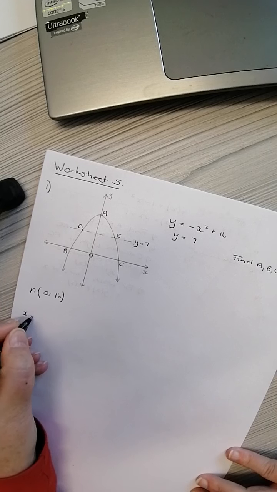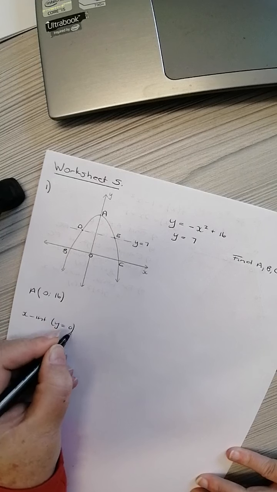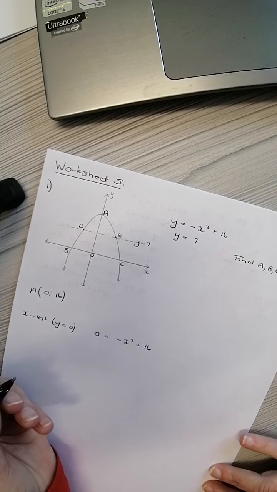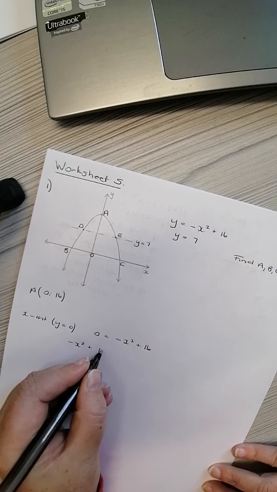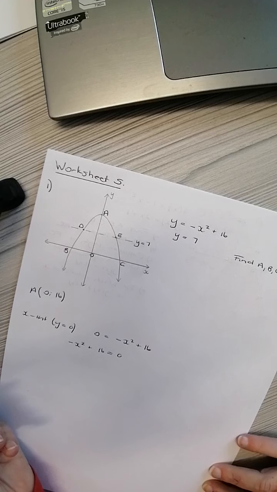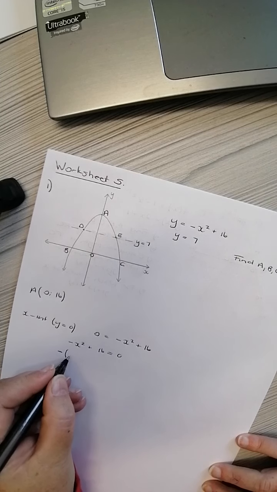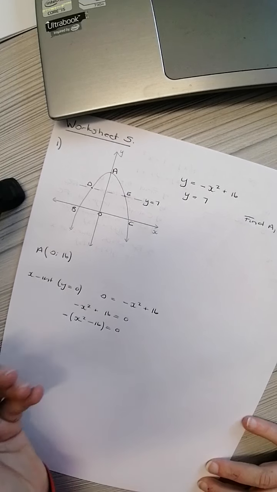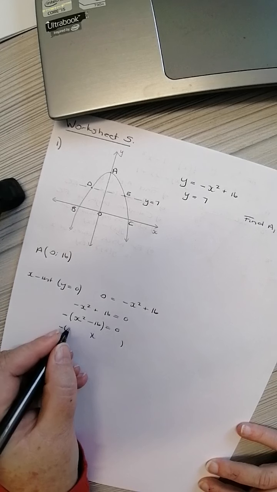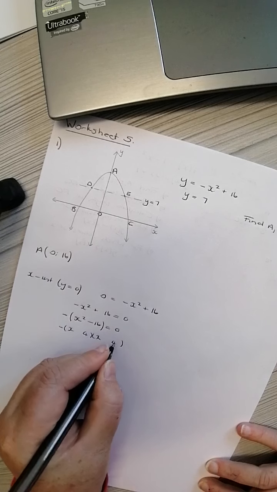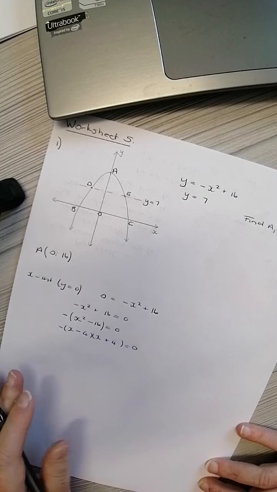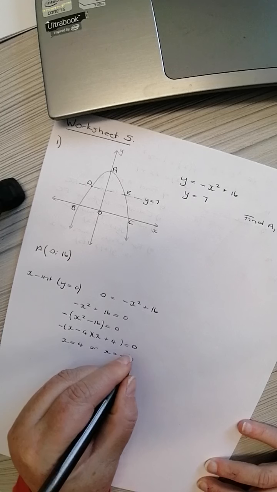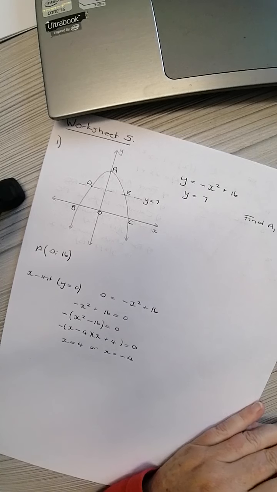B and C are our x-intercepts. So we're going to say x-intercepts make y equal to 0. So we have 0 equal to minus x squared plus 16. I'm just rewriting it, I haven't changed the value. Take out a minus and I'm left with x squared minus 16 equal to 0. Then I factorize, difference of two squares: (x minus 4)(x plus 4) equals 0. So x equal to 4 or x equal to minus 4.